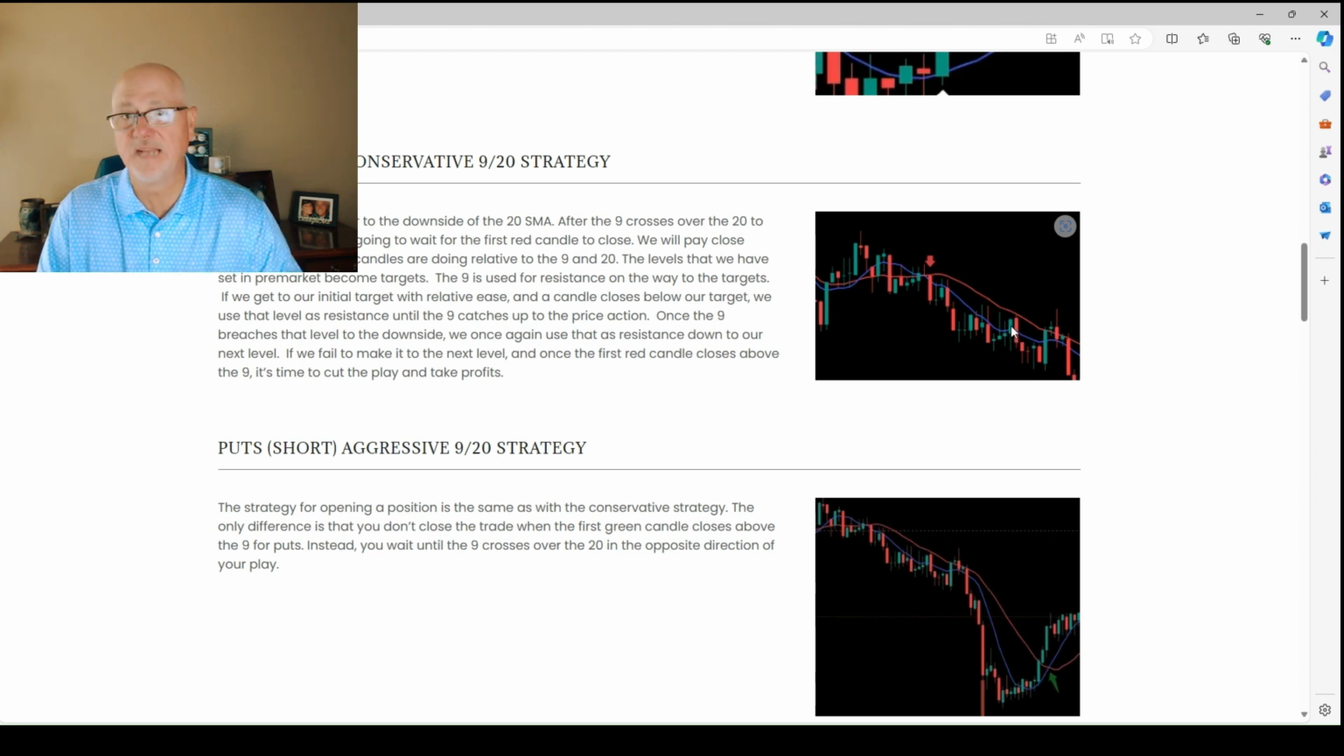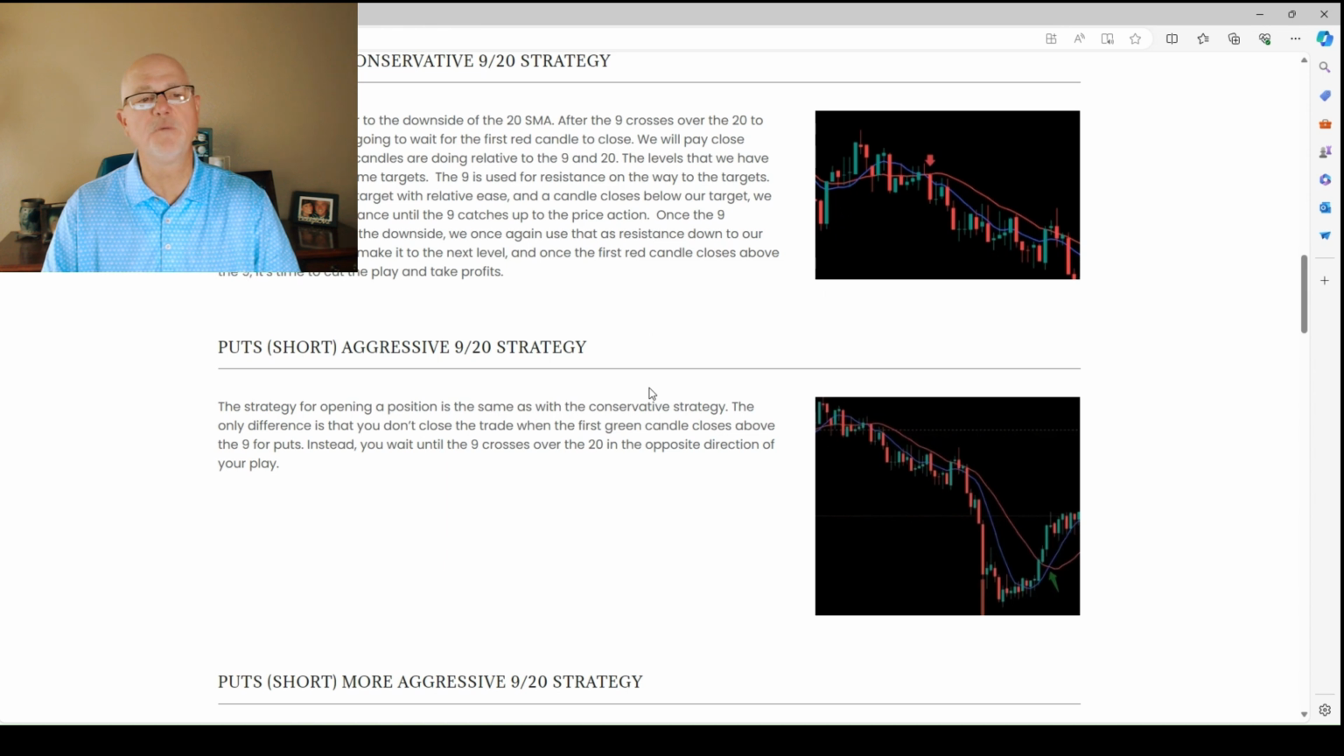Or again, if you want to get more aggressive, you can wait to reach the 20 to the upside. I mean, we've got the 20 here. Or what you can do, again, is you can switch time frames. And again, I'm a big believer in switching those time frames. Okay, so that's the conservative put strategy.